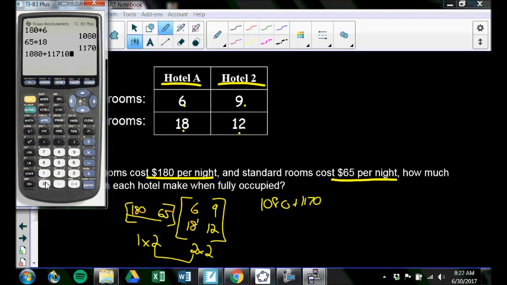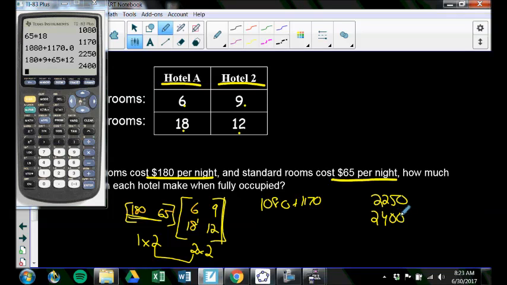Is that going to work? Yeah. That's $2250. That's how much we're making in Hotel A. Now I'll do this row times this column, 180 times 9, plus 65 times 12. That's how much we're making in Hotel B.